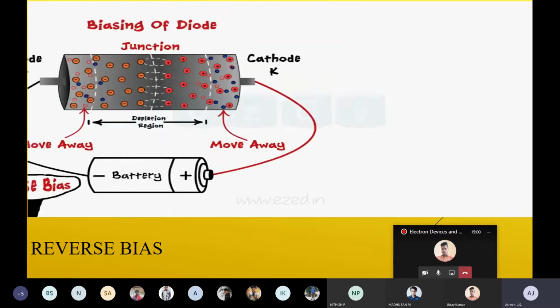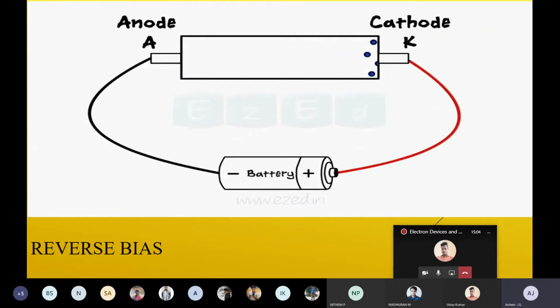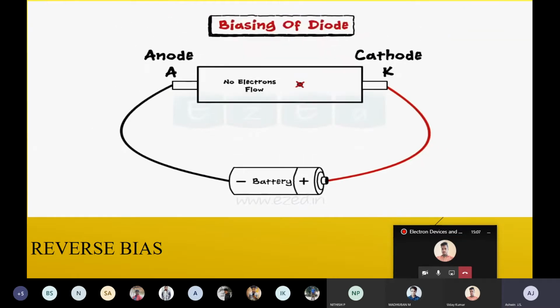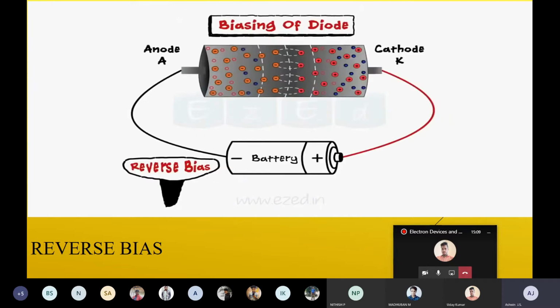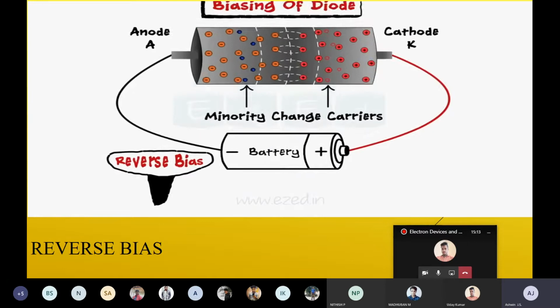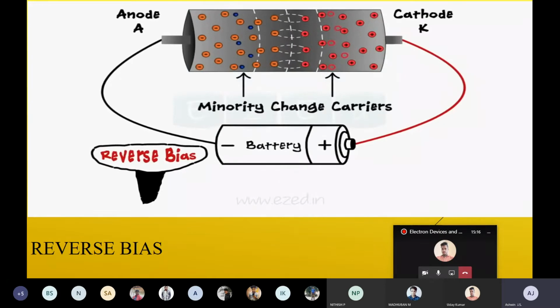And breakdown is nothing but giving more voltage. Up to a limit it is a very small voltage. Breakdown is nothing but when I am giving 20 volts, 30 volts, at that time the conduction will occur. That is the breakdown. And we have seen two types of breakdown, avalanche breakdown and Zener breakdown.